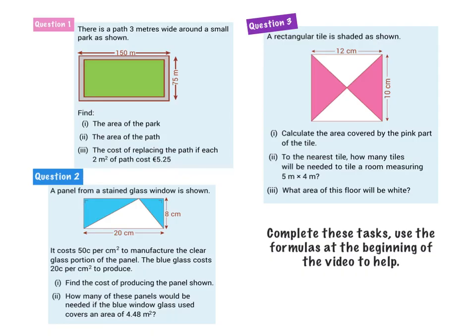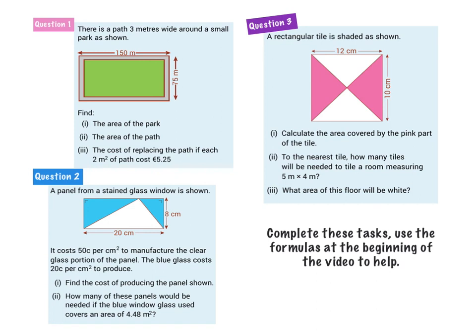Okay, so now I want you to see if you can complete these questions. So in question 1, you're told that there's a 3 meters wide path around the small park shown. Okay, both are in meters, so we're fine for that. We need to find the area of the park, find the area of the path, so this grey part is the path. Okay, and what you're told is that the cost of replacing the path is 5.25 per 2 meters squared. So you have to work out how much the path will cost to replace.